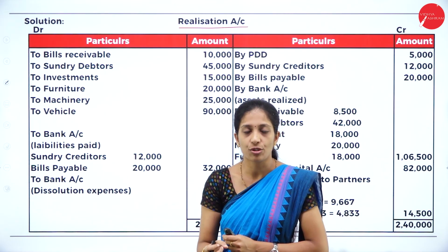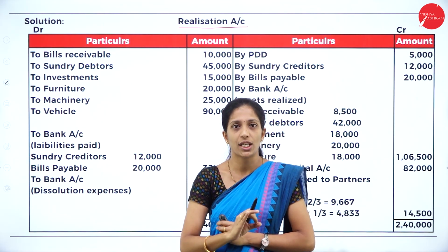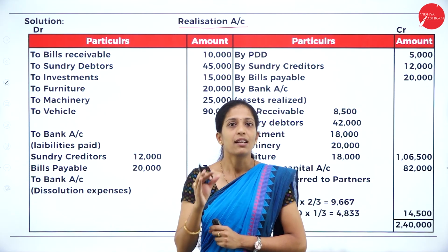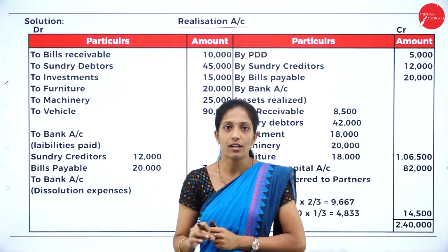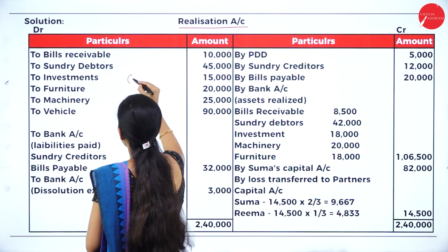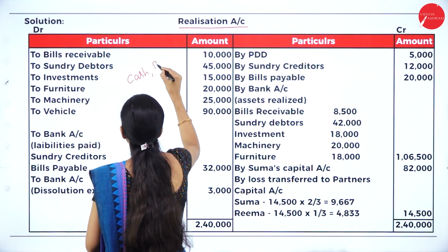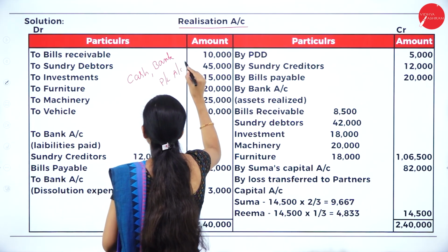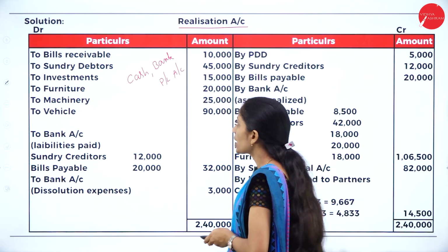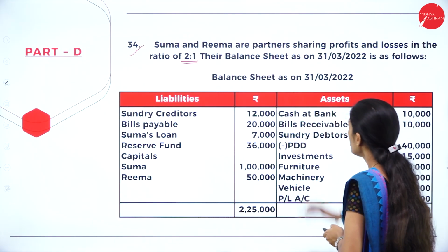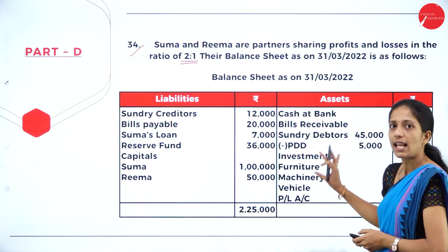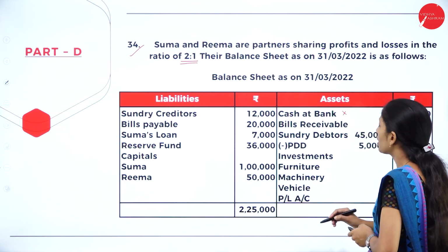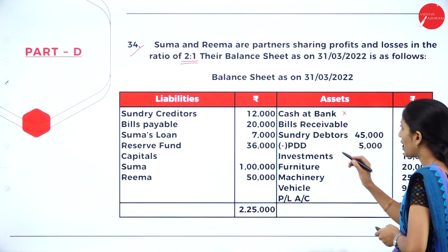Bring all the assets together. That is, you have to go through the balance sheet and see the asset side. Bring all the assets together except cash, bank, profit and loss account. Now, we shall go through the asset side. Cash at bank, whether you have to take? No. Bills receivable 10,000 we have to take.